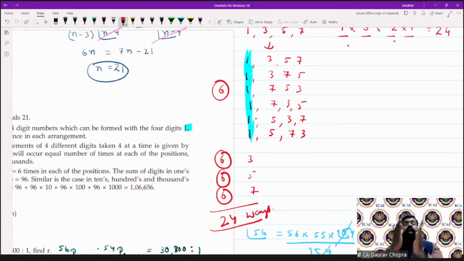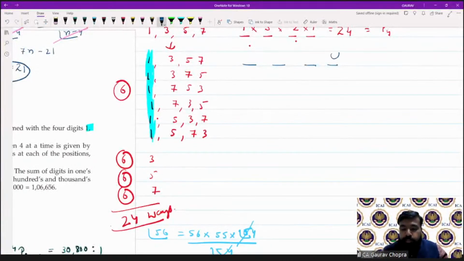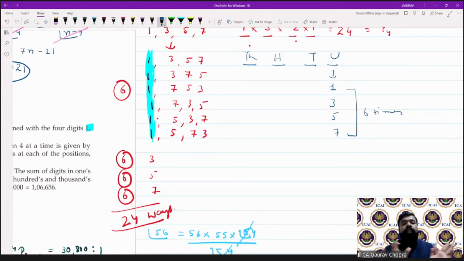Out of 24, 6 numbers will begin with 1, 6 with 3, then 5, and then 7. So at each and every position, 1 will come 6 times. This is the units place. Here also 1 will come 6 times, 3 will come 6 times, 5 will come 6 times, and 7 also 6 times. Similarly at the tens place, hundreds place, and thousands place, each number will come 6 times. So this is the main concept of addition.